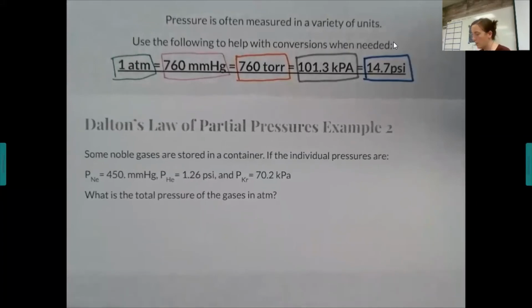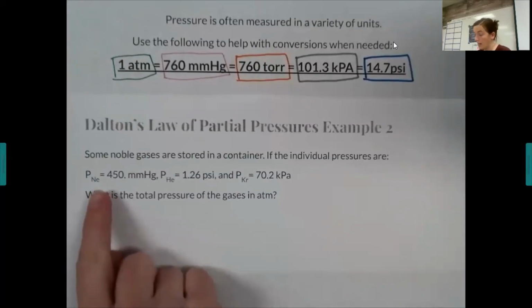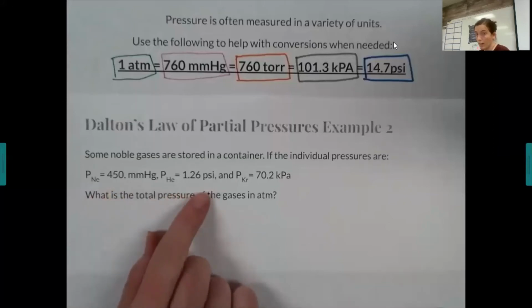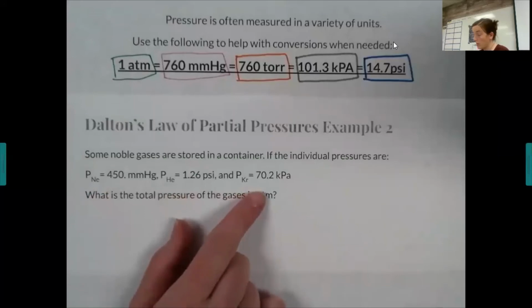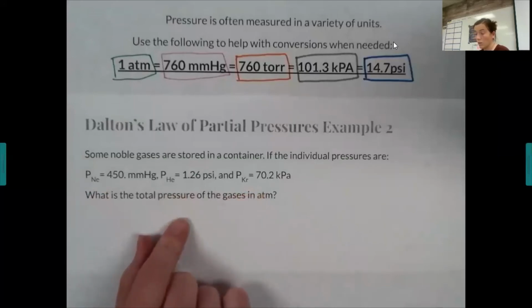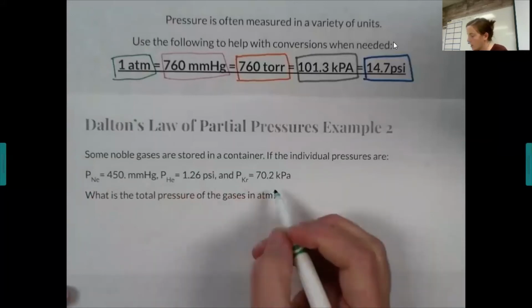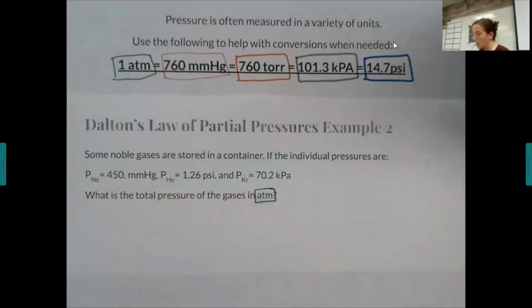It says some noble gases are stored in a container. If the individual pressures are that neon is 450 millimeters of mercury of pressure, helium is 1.26 psi, and krypton is 70.2 kilopascals, it wants to know what the total pressure is in atmospheres. So this specifically tells us it wants our answer in atmospheres.